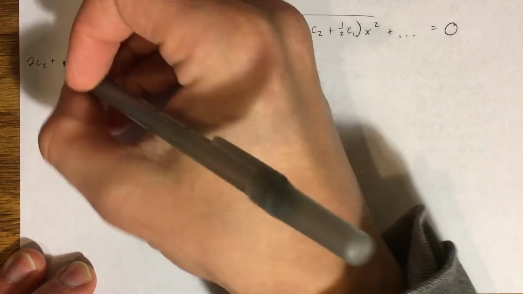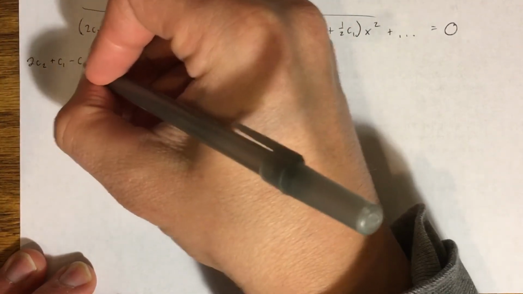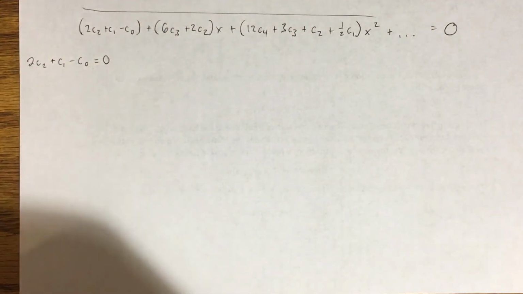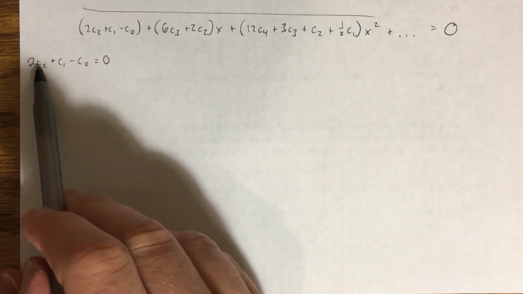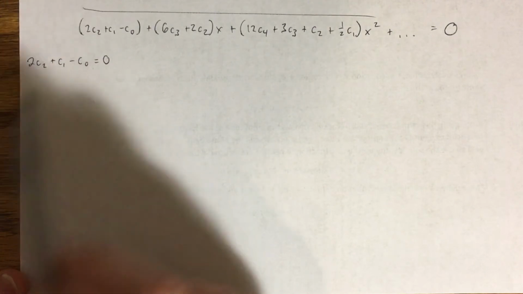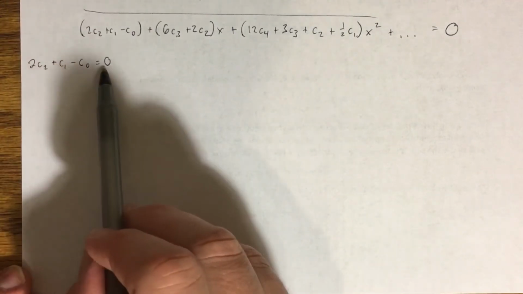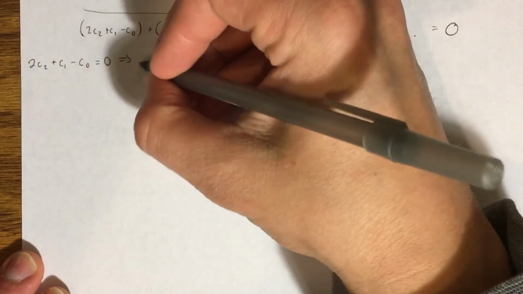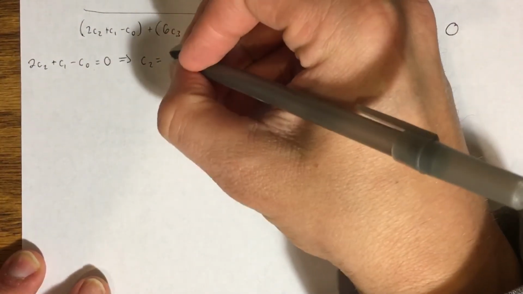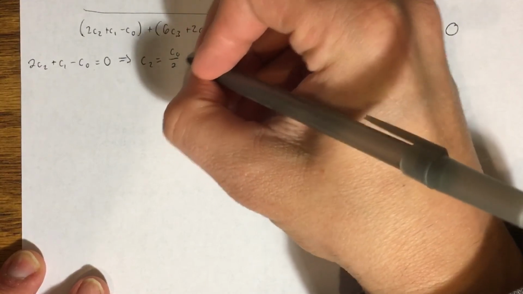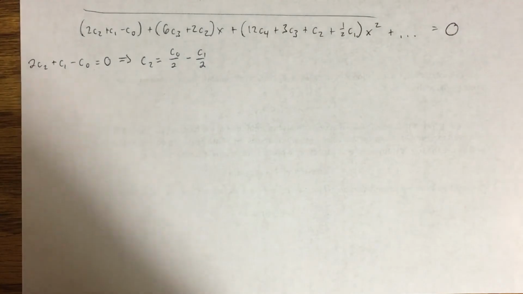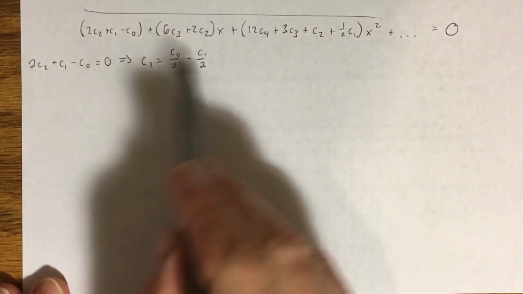2C2 plus C1 minus C0 equals 0. I don't need to solve for each one of these explicitly. I just need to solve for C2 in terms of C1 and C0. So I'll add C0 over, subtract C1, and divide everything by 2, giving me this. C2 equals C0 over 2 minus C1 over 2. Okay, so there's C2 in terms of C0 and C1.